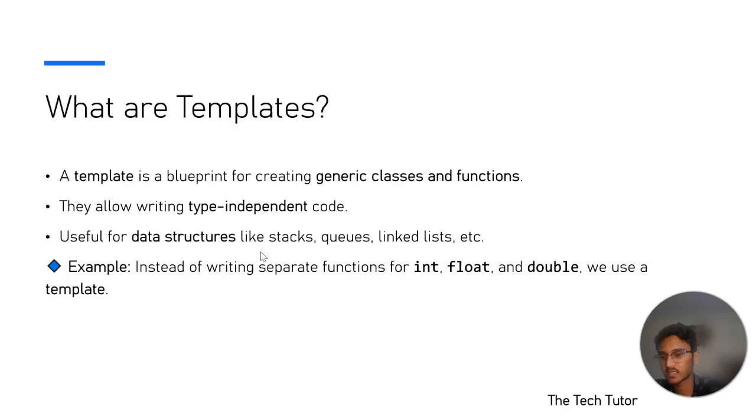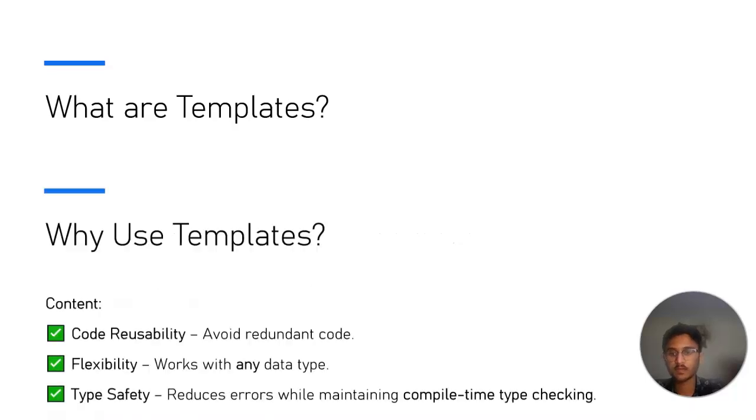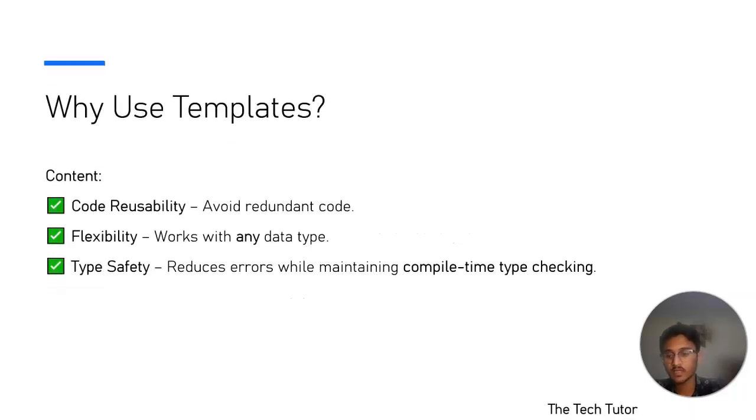So what are templates? A template in C++ is a blueprint that allows us to write generic code that works with any data type without rewriting it multiple times. Instead of creating a function for int, another for float, and another for double, we use a template function that adapts to the data type we provide. Templates are especially used in data structures, allowing us to implement stacks, linked lists, and trees that work with any data type. So why use templates?